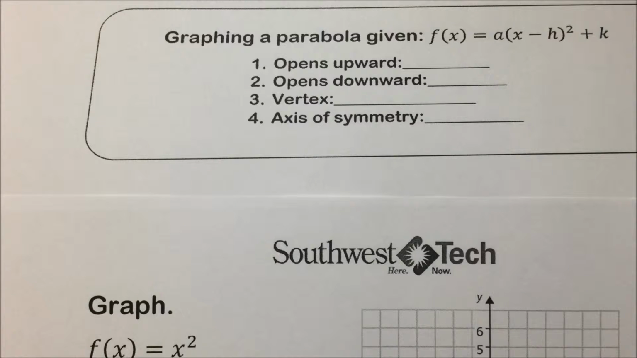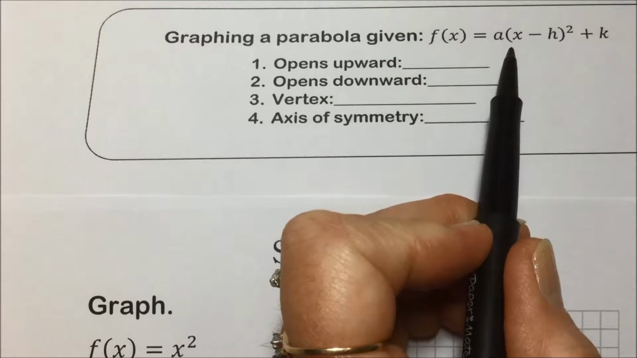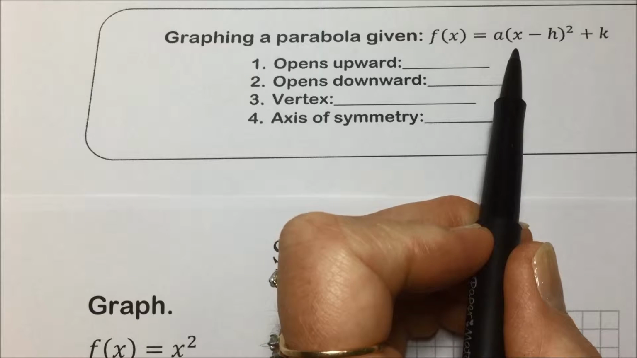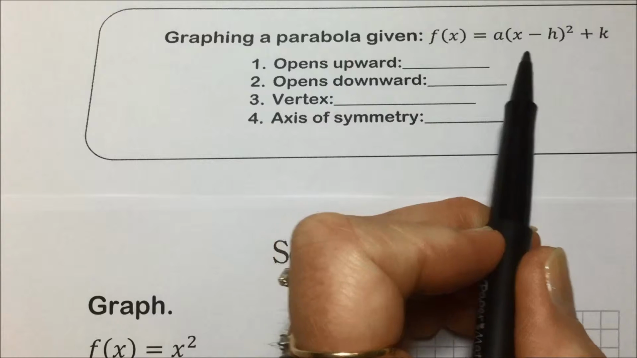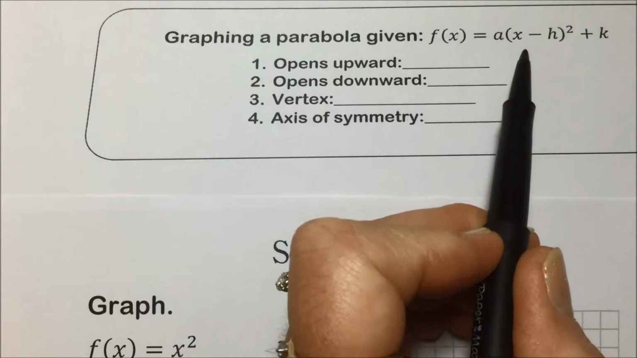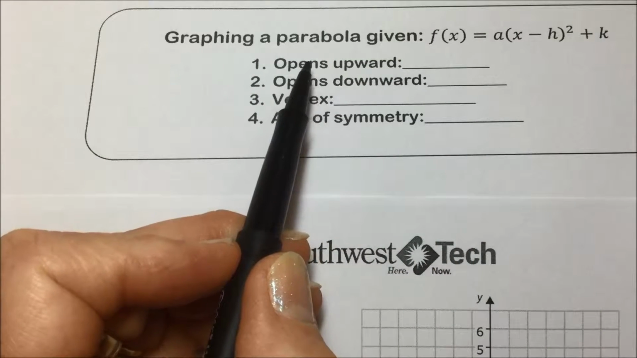Intermediate Algebra, Section 8.6. The graph of any quadratic function, f of x equals ax squared plus bx plus c, is a parabola. When you're graphing a quadratic equation in this particular form, which if we multiplied it out would give us the quadratic function ax squared plus bx plus c that we've been looking at, we can pull off specific information about this parabola.